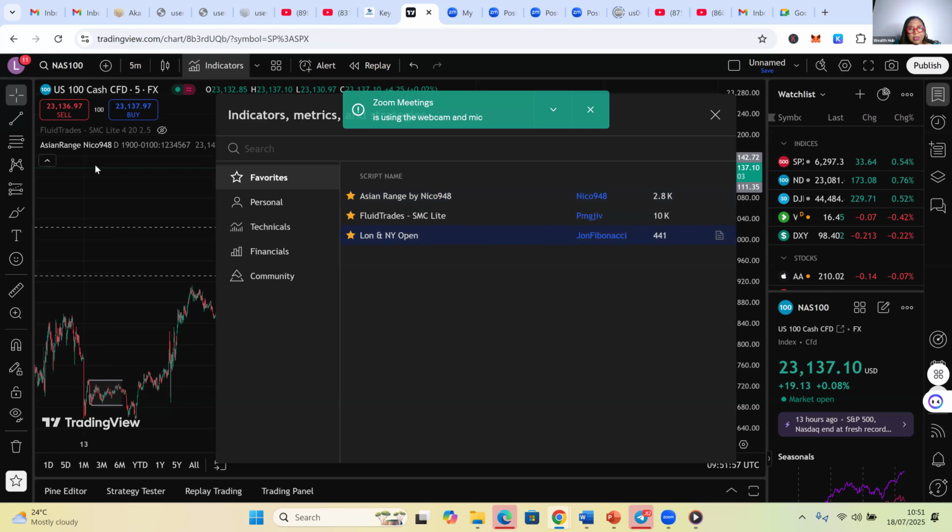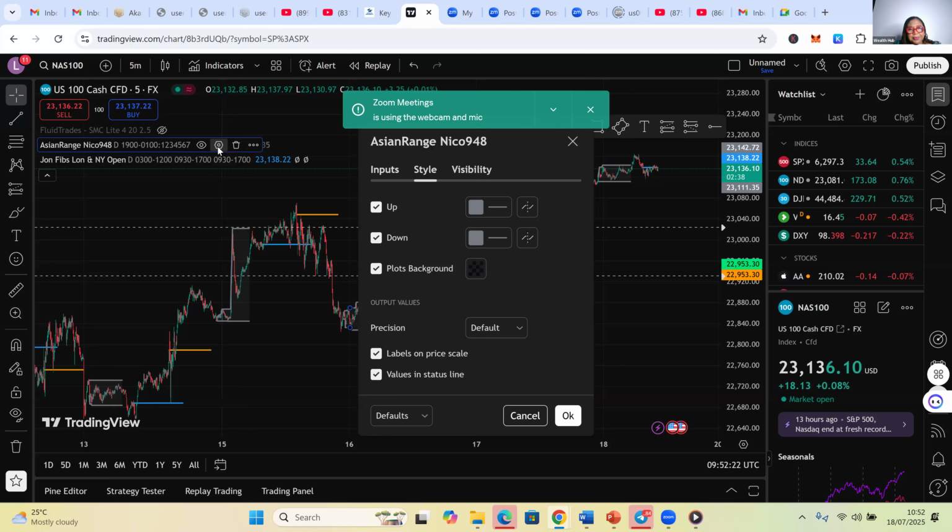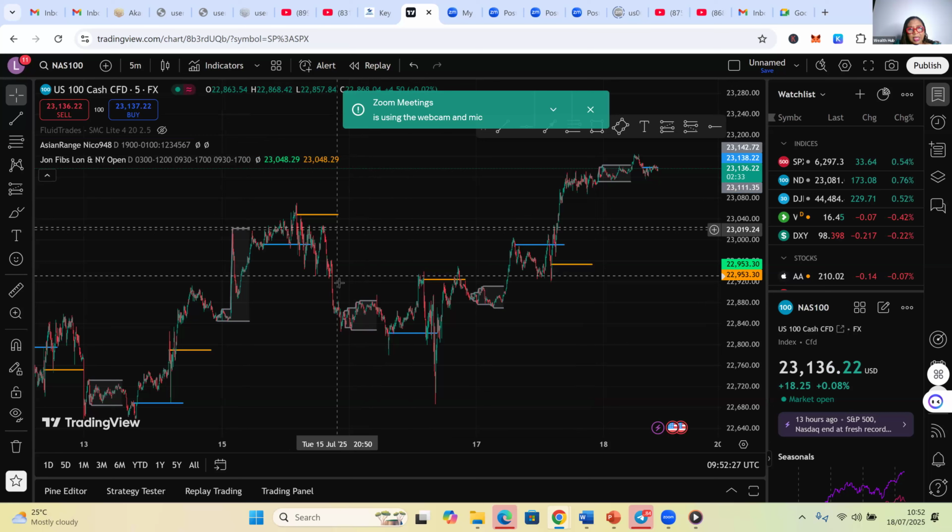Once you have chosen them, they will come on your left part. When you hover to the right on it, the first one will tell you to hide in case you don't want to see them. The second one will tell you settings. The third one will tell you to remove. So basically we're going to do settings because we want to set them. By just choosing them, you will start seeing the first set of lines.